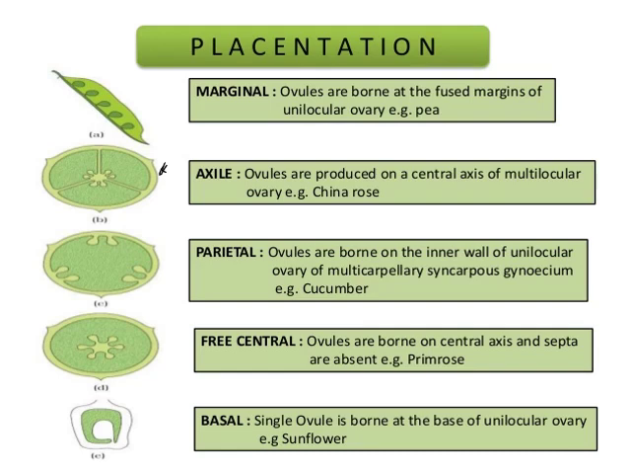The last one is basal. A single ovule is borne at the base of a unilocular ovary. It has a single ovule attached to the base of the ovary. The example of basal placenta is polygonum.